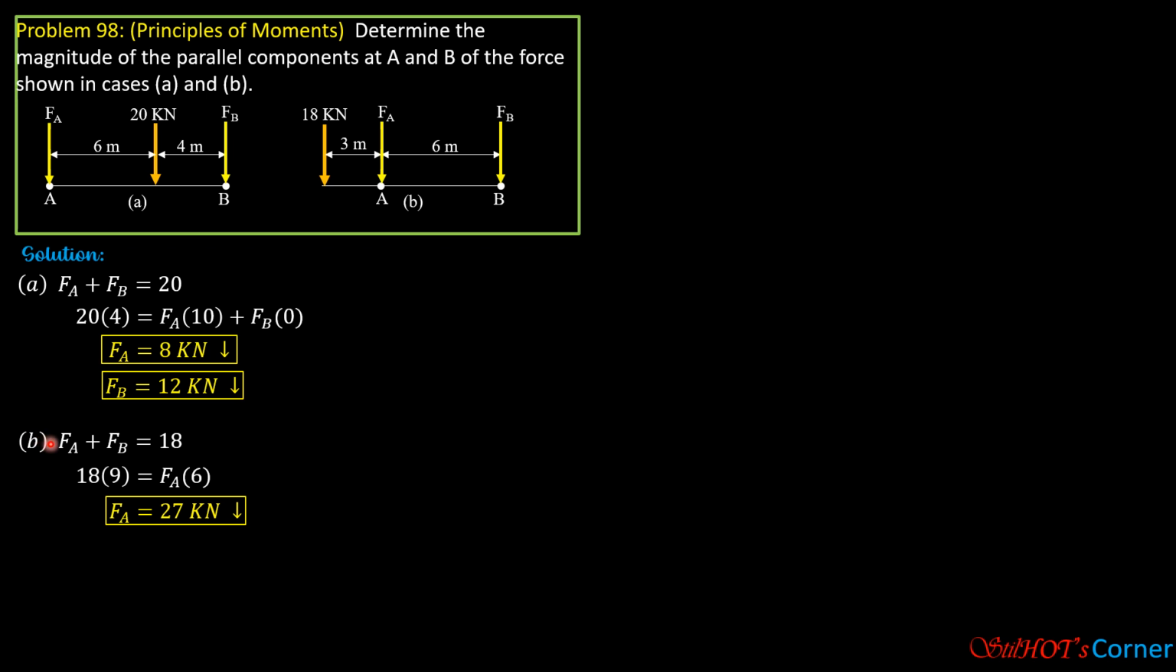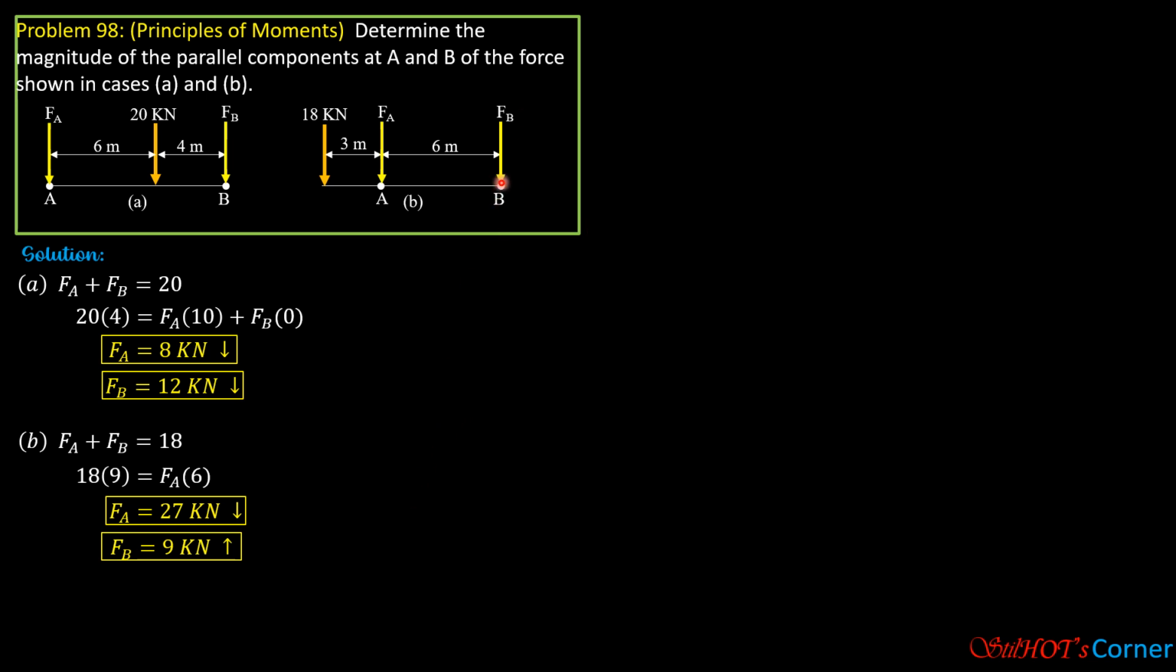And if we substitute the value of FA into this equation here, 27 plus FB is equal to 18. So FB is 18 minus 27, and it is negative 9. So since FB is negative 9 kilonewtons, it means that we reverse the direction of FB, and FB is upward. So FB is 9 kilonewtons upward, and it should be upward.